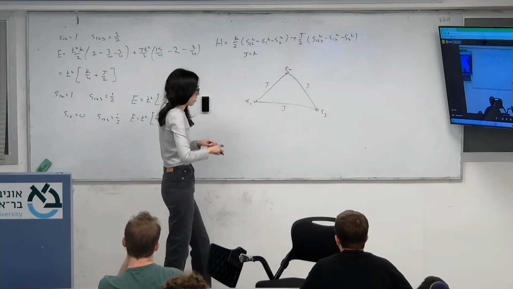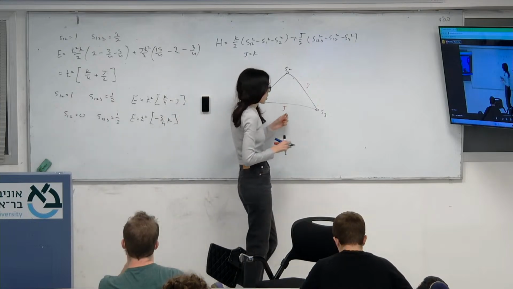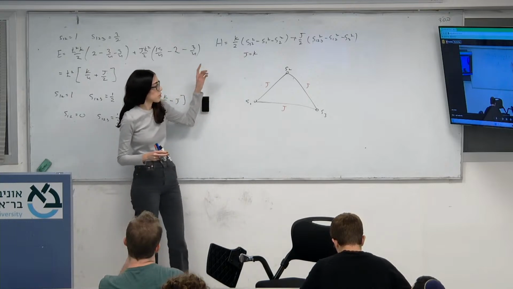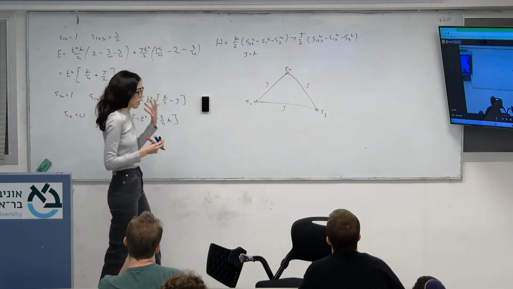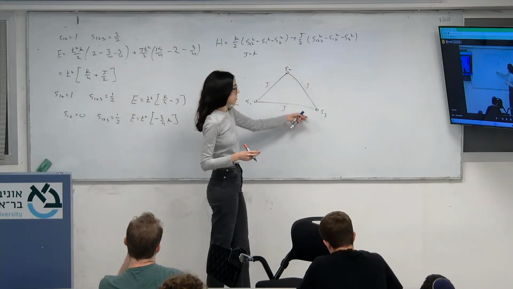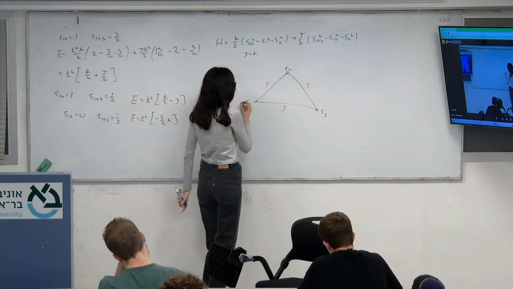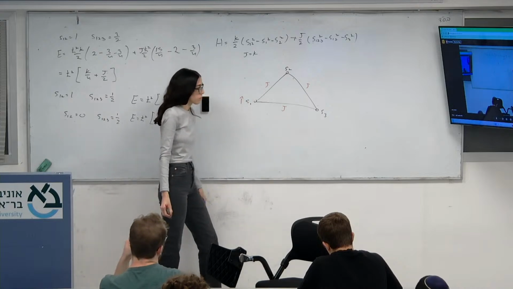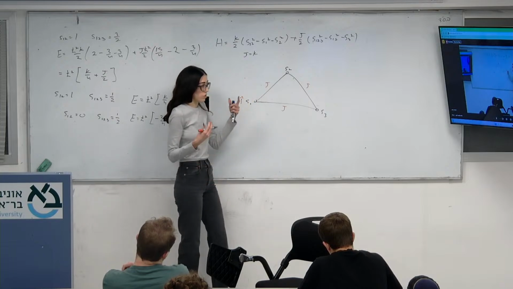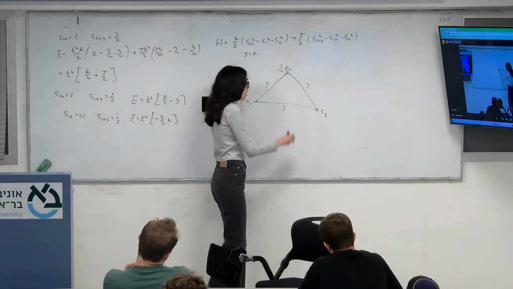So if J is positive, and you remember that it's a Hamiltonian with plus, so that means it's an antiferromagnet. So how are the spins going to behave? Let's say this spin is going to be up, then that spin is going to go in the other direction, because it's an antiferromagnet. So this is going to be down.